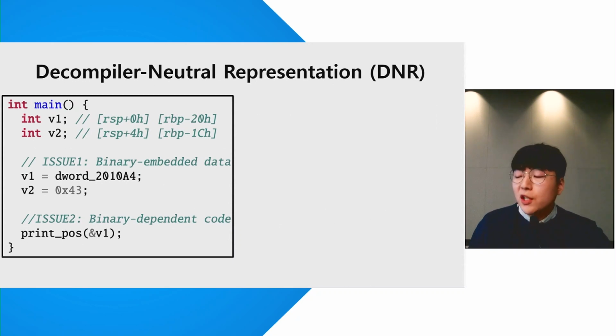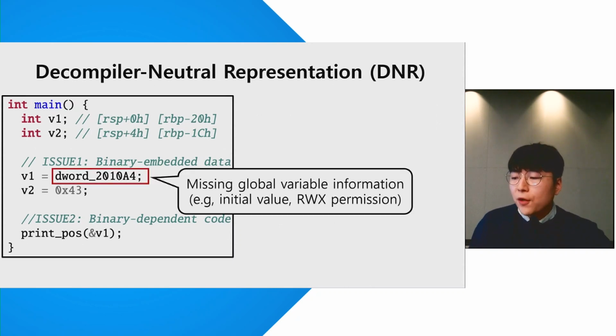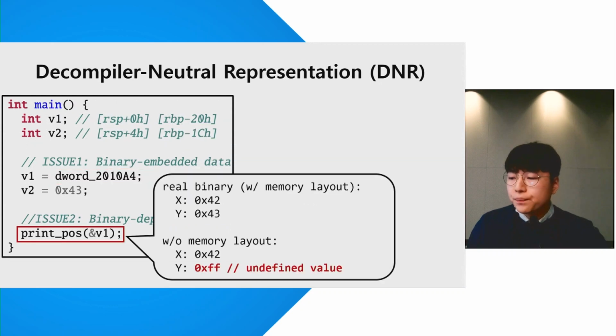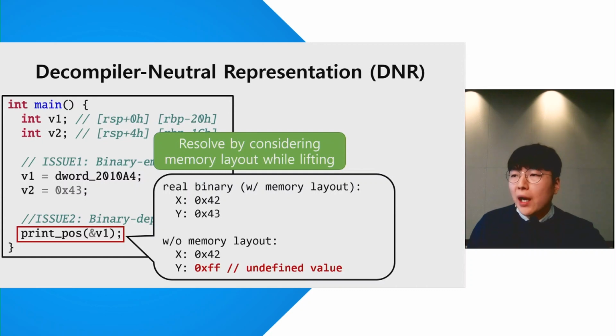As I mentioned before, the decompiled code has some issues. The first issue is that decompiled code misses some binary embedded data, like global variable information. To be binary aware, the analysis should consider its initial value and permissions, which do not appear in the decompiled code itself. So we add a program data section, which contains binary embedded data, to DNR. The second issue is that the decompiled code has some binary dependent code, such as memory layout related code, which I described before. We resolve this issue by considering memory layouts while lifting.